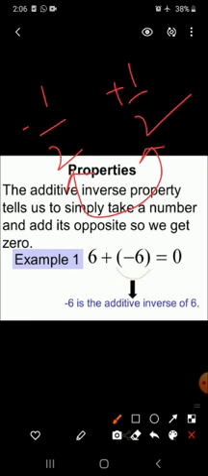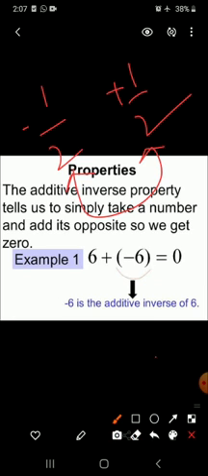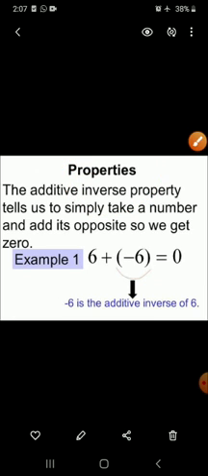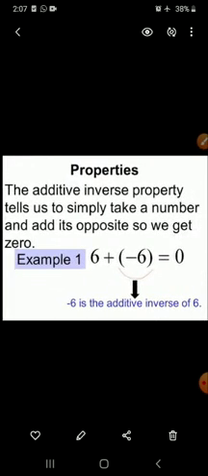So just add the number which is the opposite of that number and you should be getting 0 as the answer. Here, if you observe, 6 is the additive inverse of minus 6, whereas minus 6 is the additive inverse of 6. That is because when you add both of those numbers, you obtain 0 as the answer. So both of them are called the additive inverses of each other.